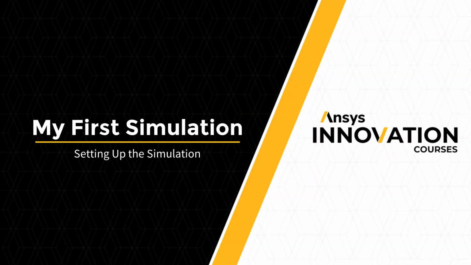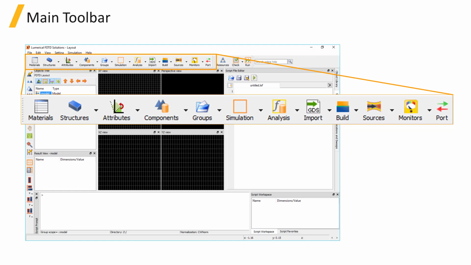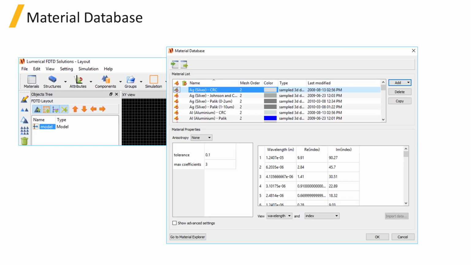When setting up a simulation file from scratch, you usually need to add materials, structures, the simulation region, sources, and monitors. The main toolbar of the Layout Editor window contains the tools for adding these. The material database can be opened by clicking the Materials button.